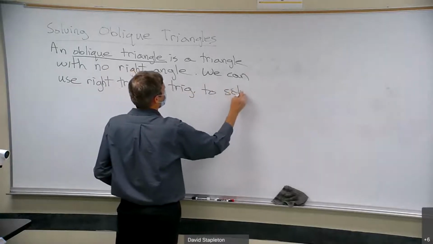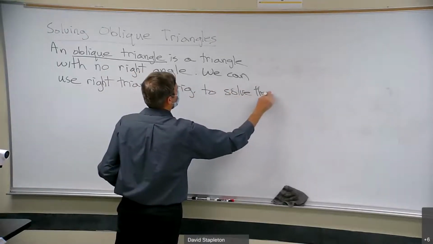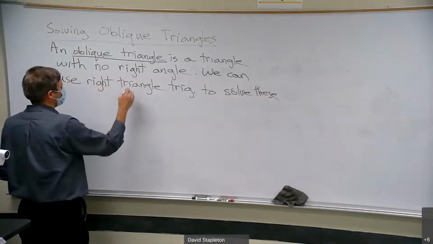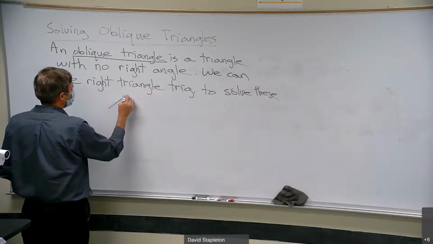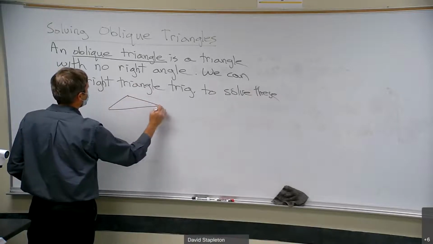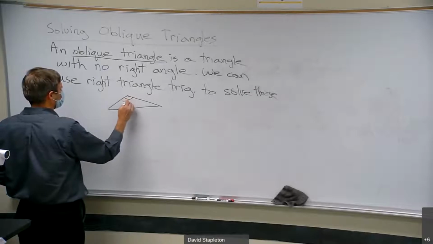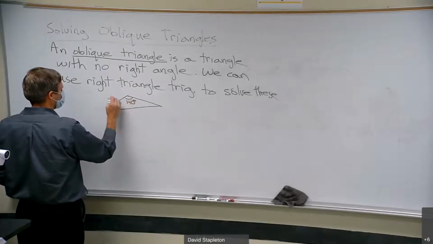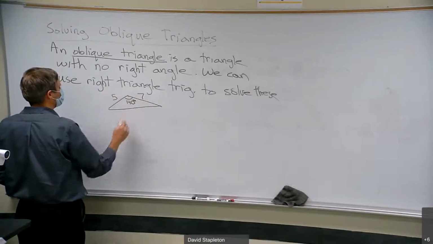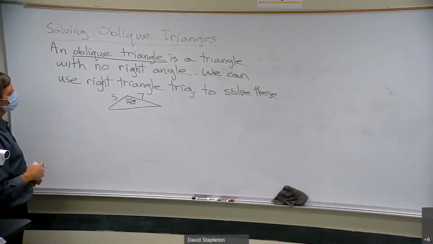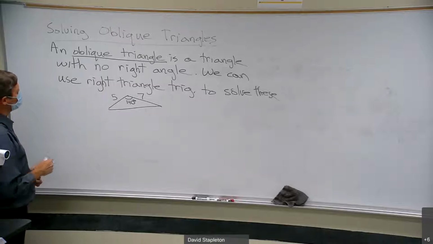Here's an example. We're not going to do this. I just want to show you what's involved and motivate this. Here's a non-right triangle, right? And suppose I'm given that this is 140 degrees, and this is 5, and this is 7. And I say solve this triangle, meaning find all the other angles and sides. How can I solve this?